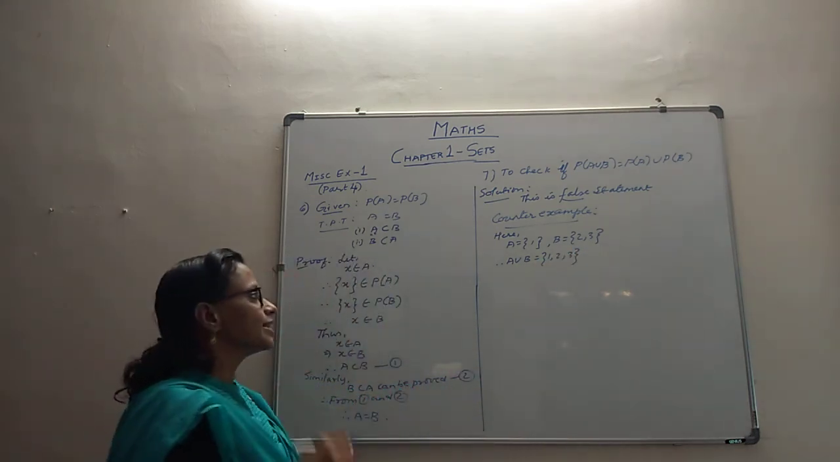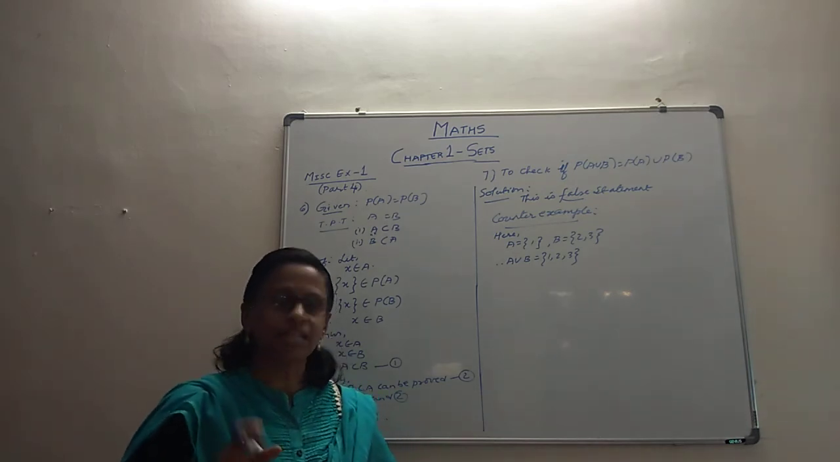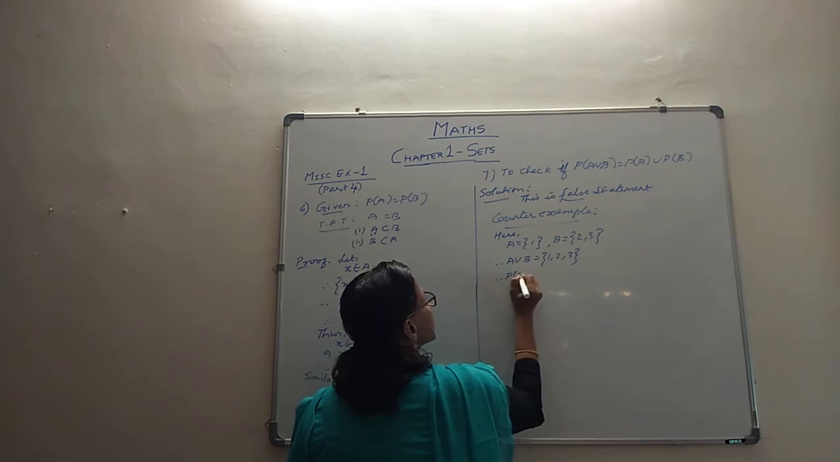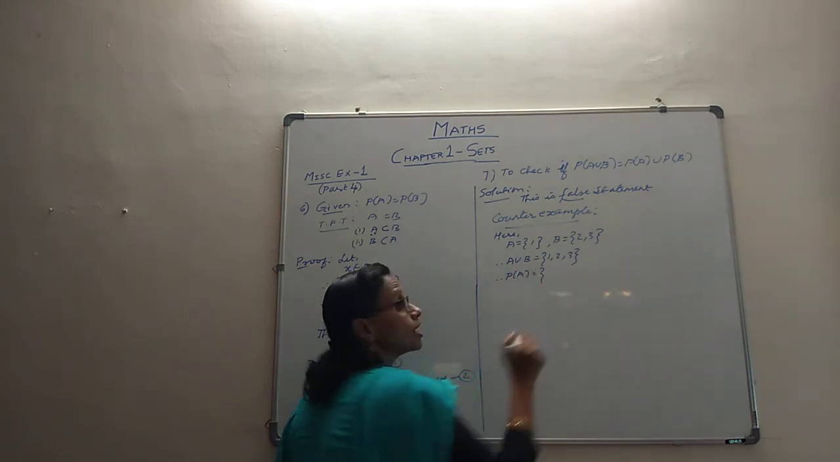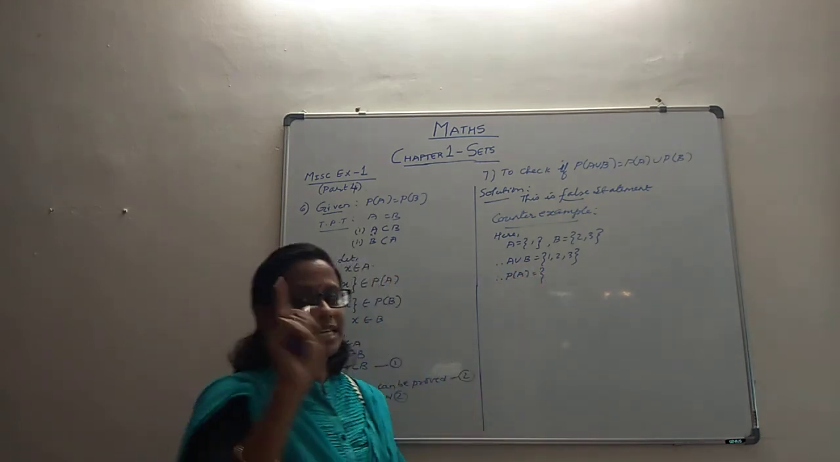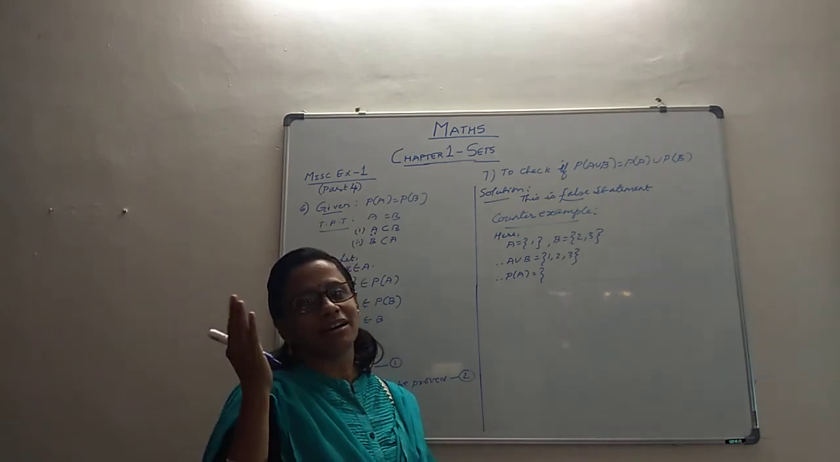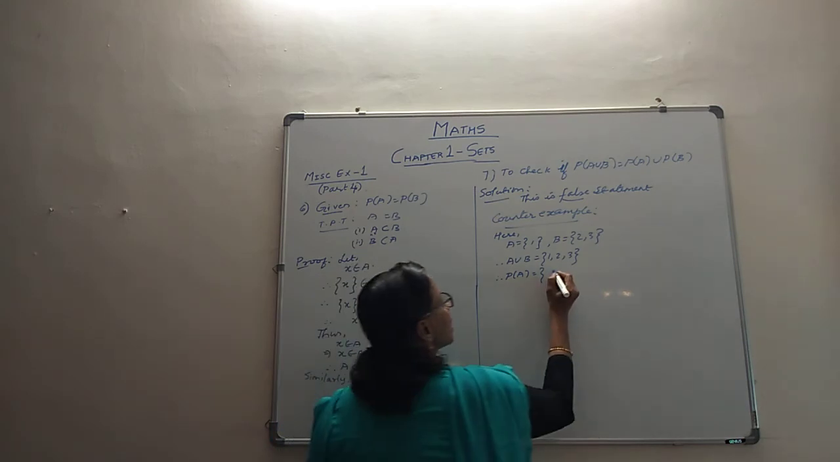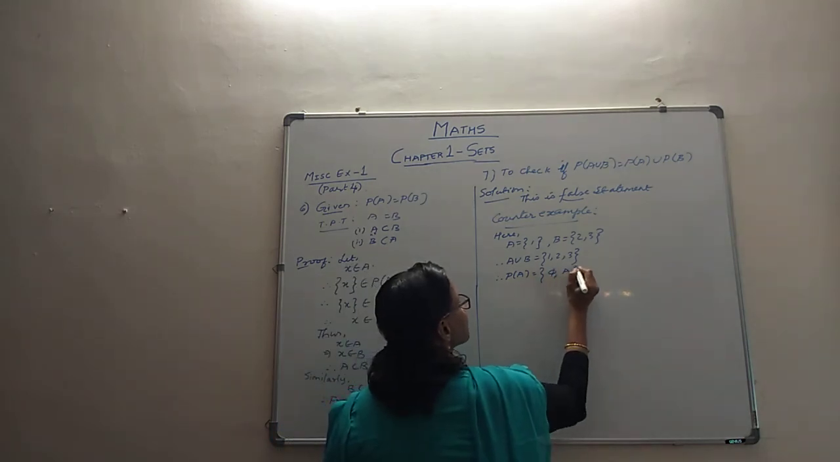That is done. Then they are talking all about power sets. So let's find out the power set. Let's first find out the power set of A. The power set of A is all subsets of A. Singleton sets will have the empty set and itself as a subset. That is all that is there. So you have Phi and A as subsets.